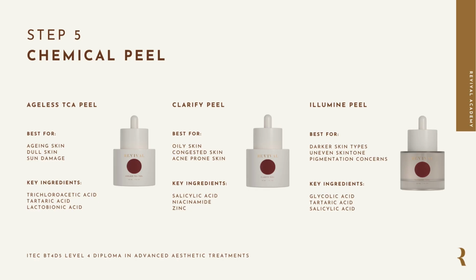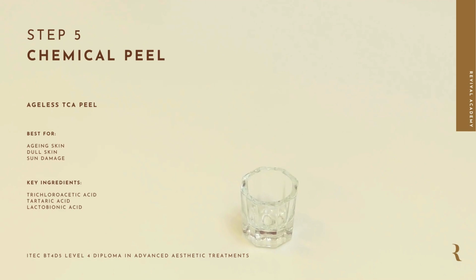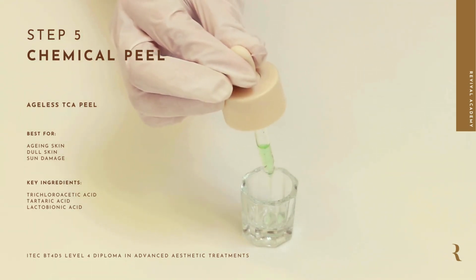Now for this you have a choice of 3 different chemical peels, which have all been formulated to treat specific skin concerns. For example, you have the ageless TCA, which is for dry, dull, aging and sun-damaged skin. Then you have the clarified peel, that's for the oily, congested, acne and blemish-prone skin types. And finally you have the Illumine peel, which is designed for the darker skin tones that have hyperpigmentation concerns. For this client, we chose to go with the ageless TCA peel as her skin is quite dull with visible sun damage. You need to use a full pipette of the chemical peel and place that into a small glass dish.